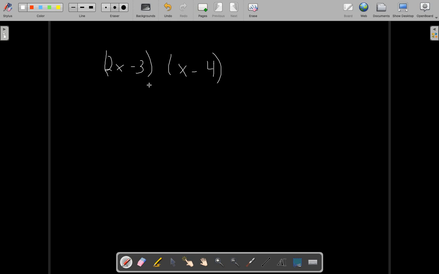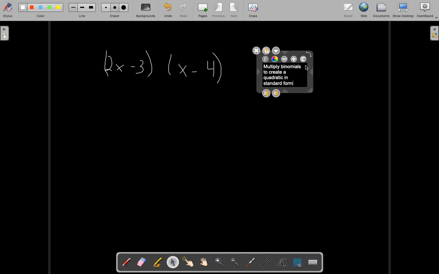We're basically going to multiply these two together to make a standard form equation. So we're going to multiply binomials. And the reason why we call them binomials is because we have two expressions in each one. So binomials to create a quadratic in standard form. Okay. So a couple of things. Let me get this done, and then I'll explain a couple things as well as extra information that you can put in your video.